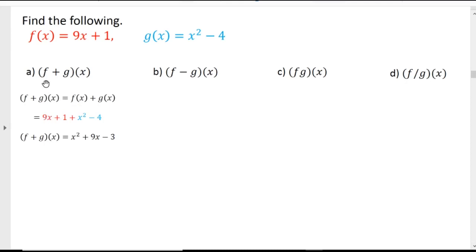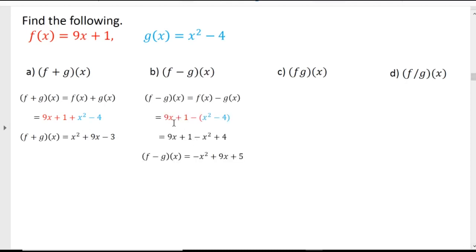So f of x is the red equation up here, which is 9x plus 1, and g of x is the blue equation, x squared minus 4. So if we gather our like terms, we end up with x squared plus 9x minus 3. For f minus g of x, we rewrite it as well. So we end up with f of x minus g of x.